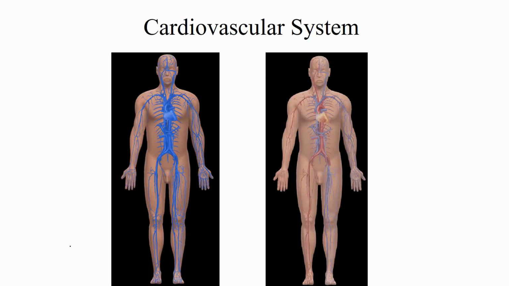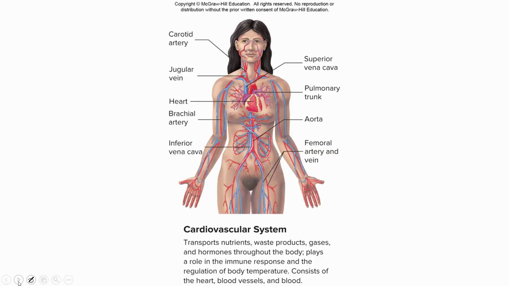We have the cardiovascular system. You already know that that's going to consist of the heart, blood vessels, and the blood itself. The cardiovascular system, its job is to transport nutrients and move waste products to places where you can get rid of them. Things like oxygen, carbon dioxide are going to be carried by the blood. And hormones, which are released by those endocrine glands, are going to be transported throughout your body by the cardiovascular system.